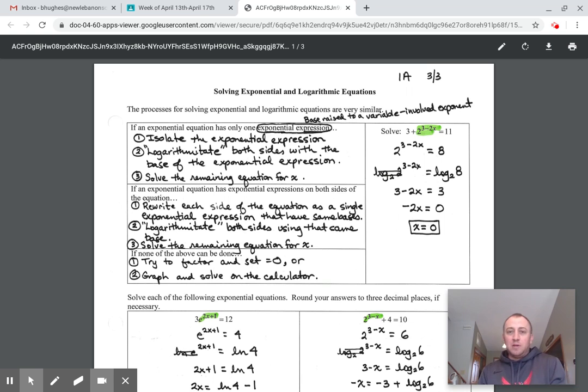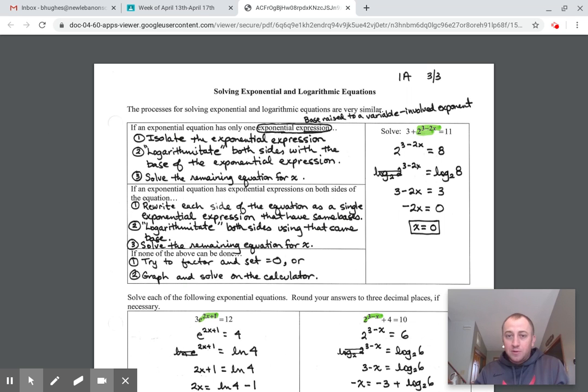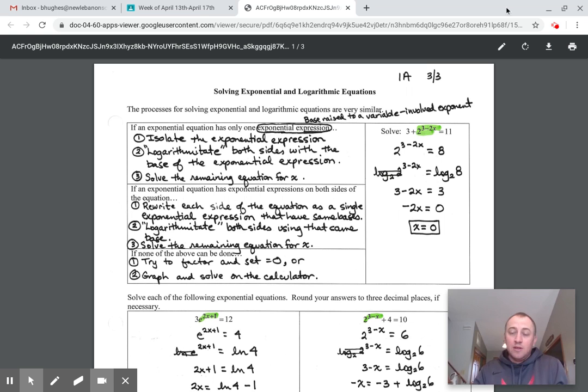But solving exponential and logarithmic equations, we kind of talked about exponential equations a little bit already. But really the main idea with this, and if we look at these directions right here, the first thing you really want to do is isolate the exponential expression or isolate the logarithm by itself on one side of the equation.